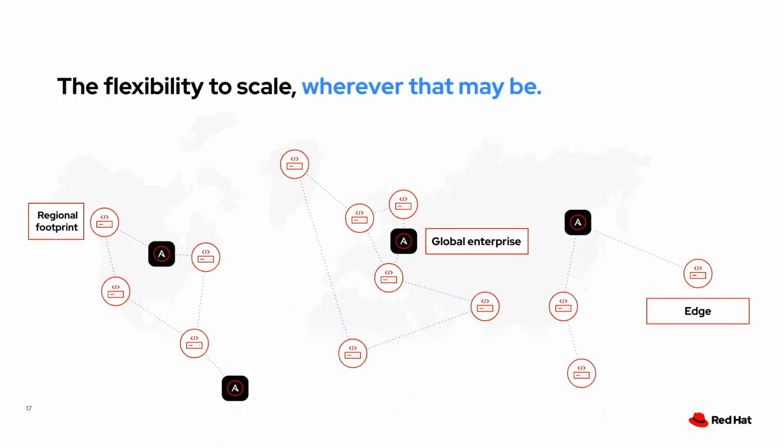So here we have a slide basically on the flexibility to scale. This is actually a world picture. I don't even know if you can see it that well, but it's kind of faded here on the slide. But effectively what you're looking at is different Ansible automation platforms that are all in different regions, all talking to different edge execution nodes.